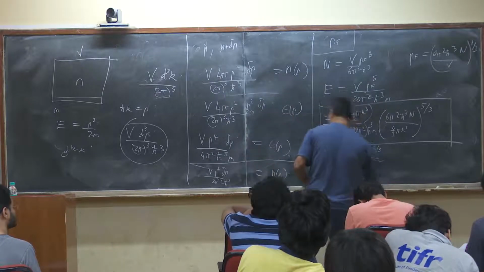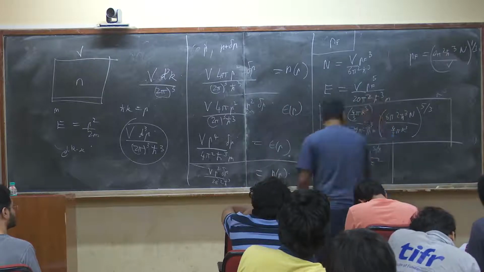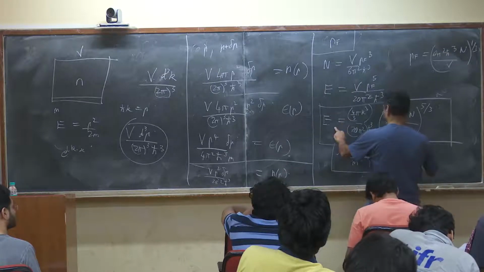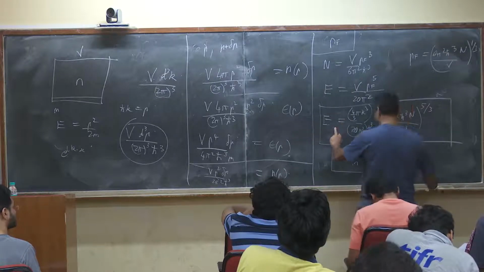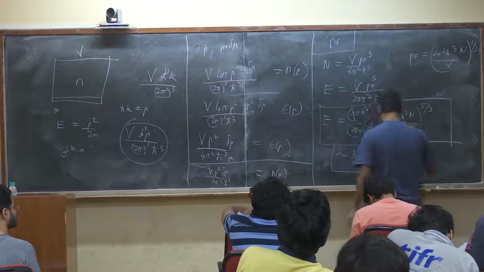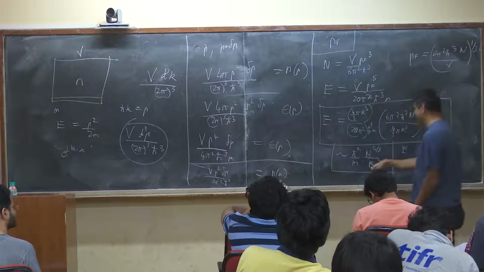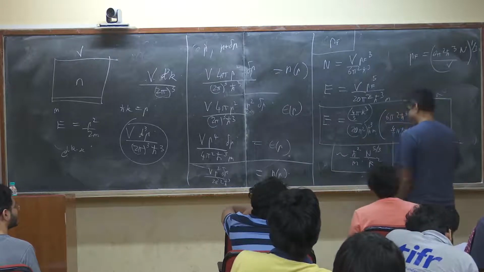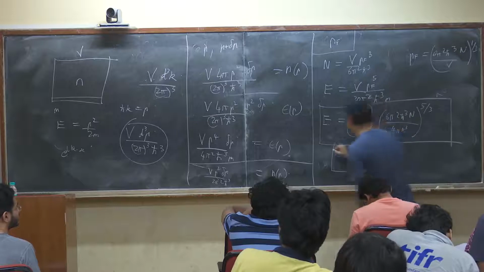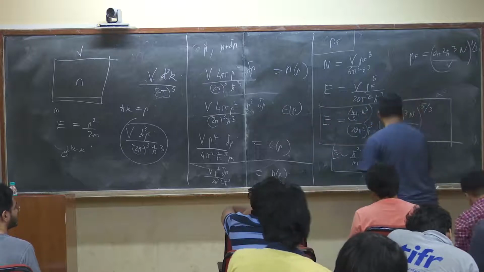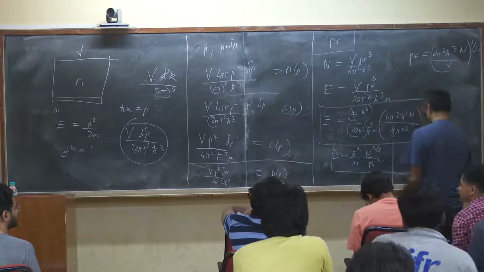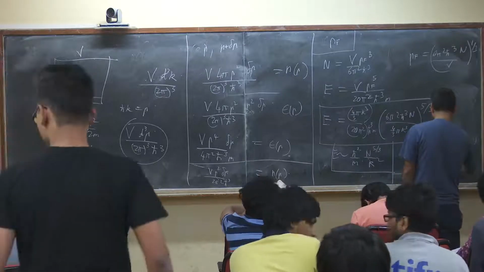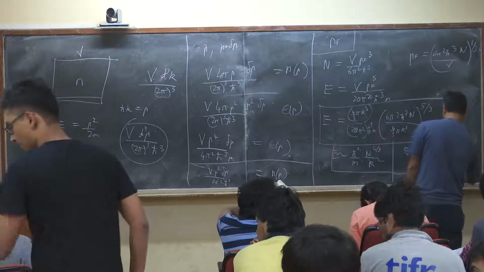We should have one formula also, which had E by itself, with the volume. I'll also write E with volume. Yeah, we need E. So to get volume, we just replace r cube by V. E was also in terms of volume: h bar squared by m, n to the power 5 by 3, V to the power 2 by 3.